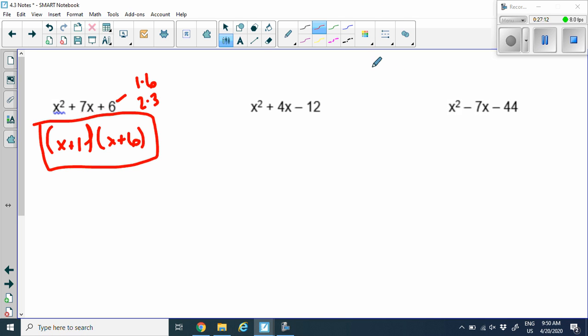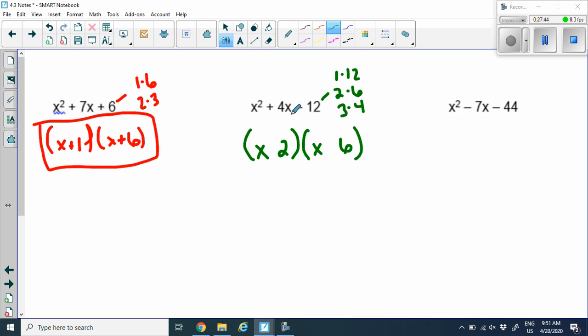Okay, let's go ahead and go over these two. So I create my two sets of parentheses, which gives me two binomials. Remember, binomial means two terms, okay? Since my a value is 1, I use x and x. I find the factors of 12, so I have 1 and 12, 2 and 6, and 3 and 4. Well, the pair that'll add up to a 4 is going to be my 2 and 6.